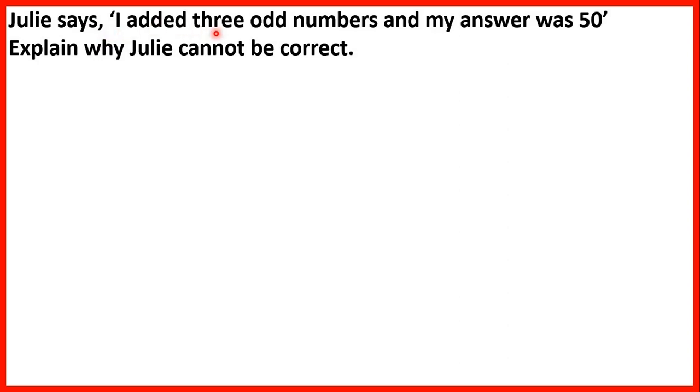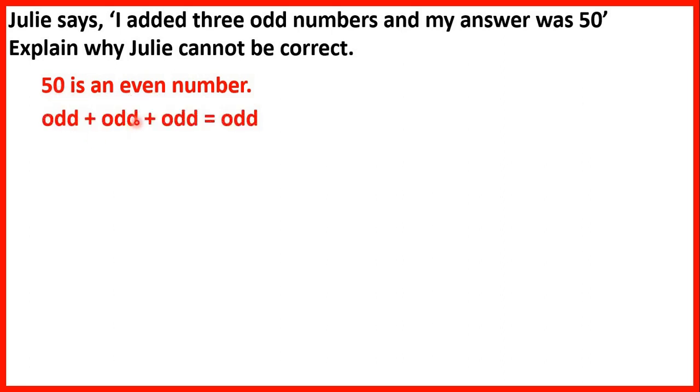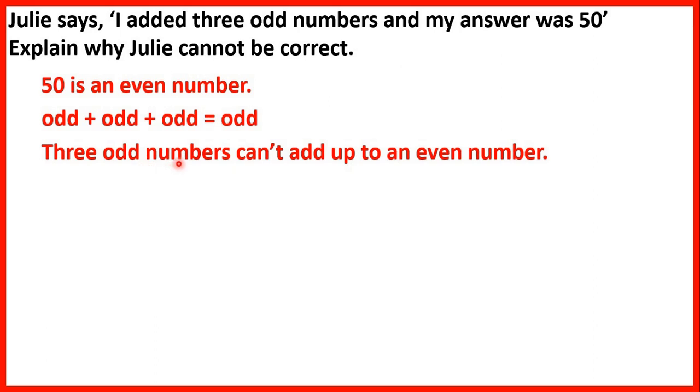Julie says, I added 3 odd numbers and my answer was 50. Explain why Julie cannot be correct. So remember, an odd number ends in 1, 3, 5, 7 or 9. Now 50 is an even number because it ends in a 0. And if we add 3 odd numbers, our answer will always be odd. If we add 2 odd numbers, our answer will be even, but adding another odd number means that our total will also be an odd number. So 3 odd numbers can't add up to an even number.